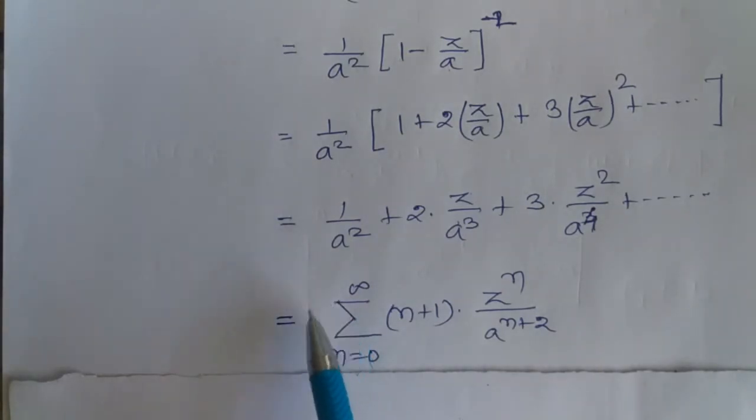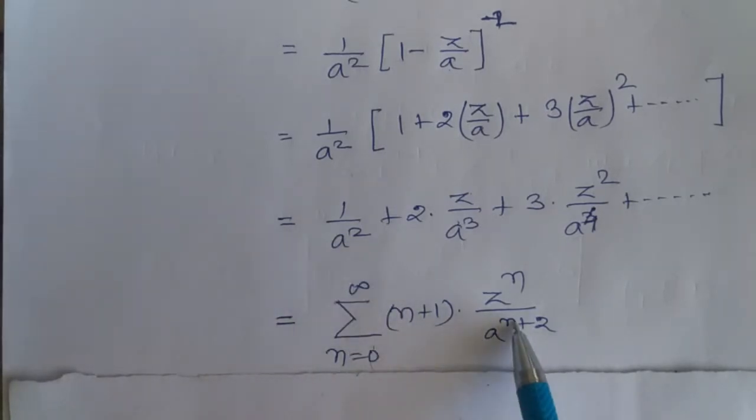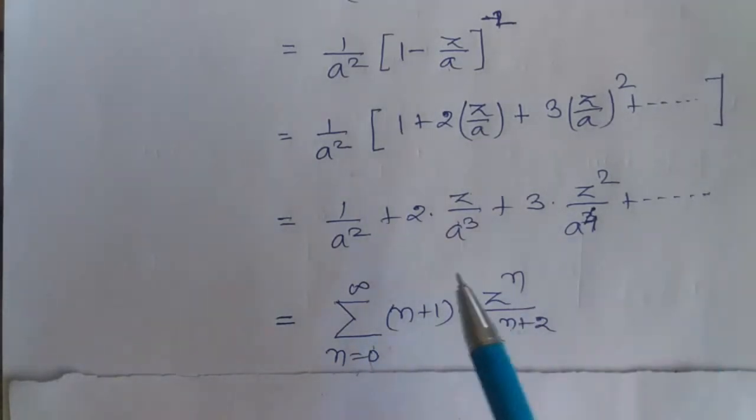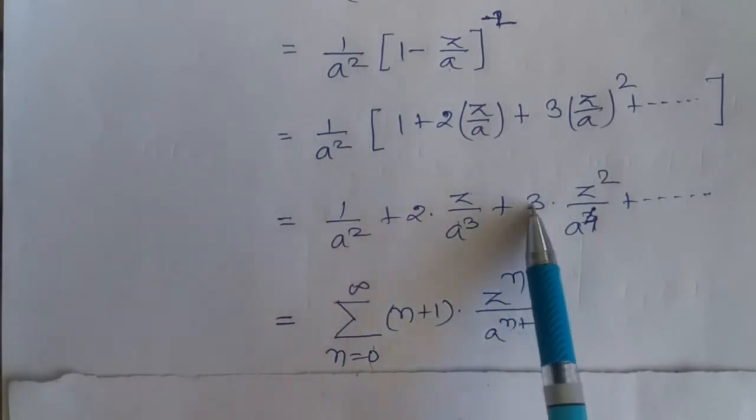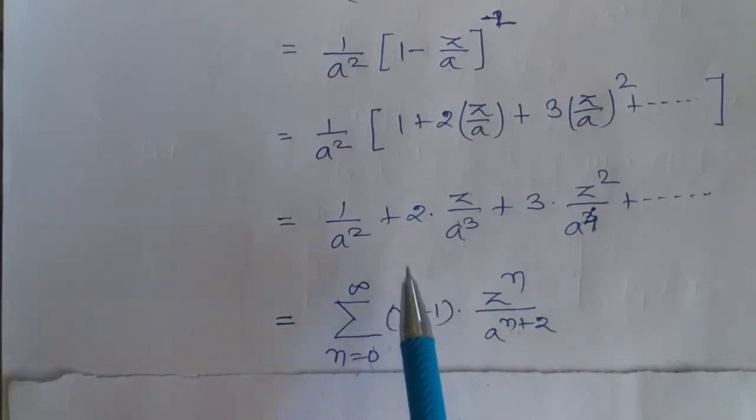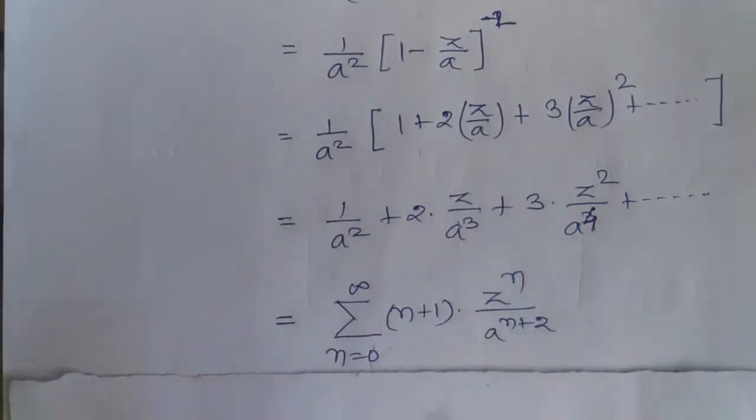And in the denominator we write a power n plus 2, because for n equal to 0 we get a square, for n equal to 1 we get a cube, for n equal to 2 we get a power 4 and so on. And for the constants 1, 2, 3, we write n plus 1, because for n equal to 0 we get 1, for n equal to 1 we get 2, for n equal to 2 we get 3 and so on. So this is how we express the given series in terms of summation.